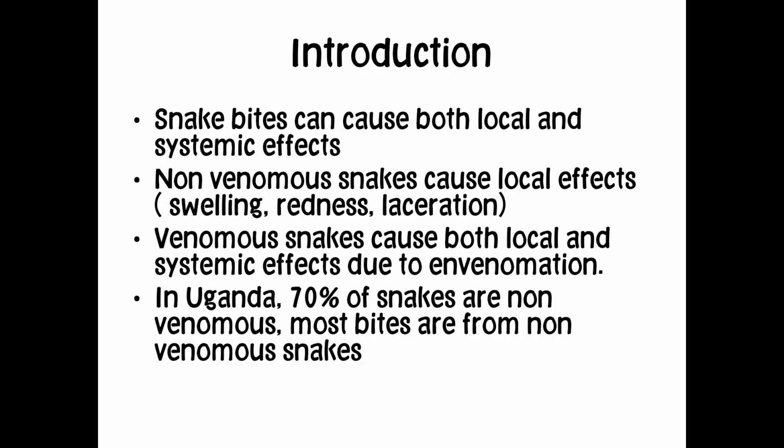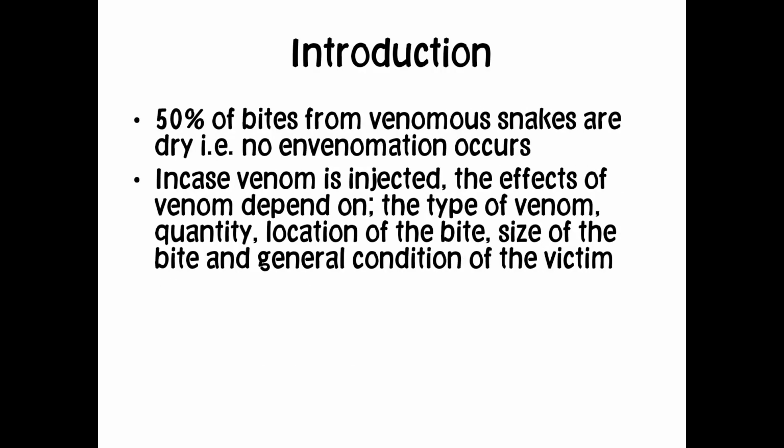And in Uganda, 70% of snakes are non-venomous, and most bites in Uganda are from non-venomous snakes. 50% of the venomous snakes are dry, meaning they don't have venom in them, or they don't have envenomation. So as a result, envenomation does not occur.